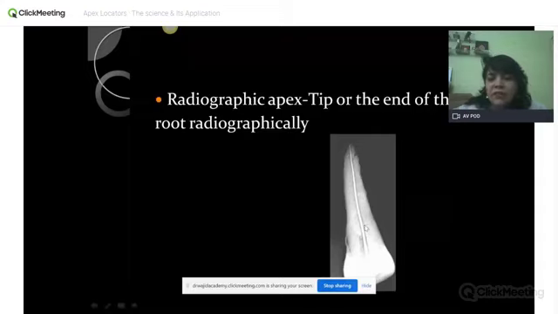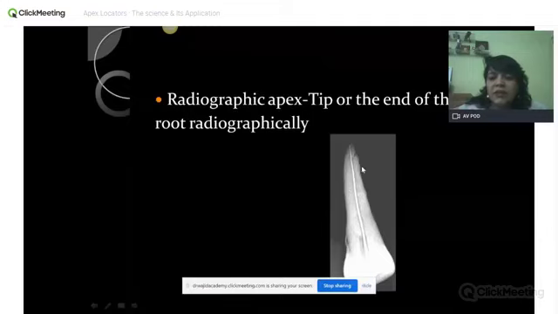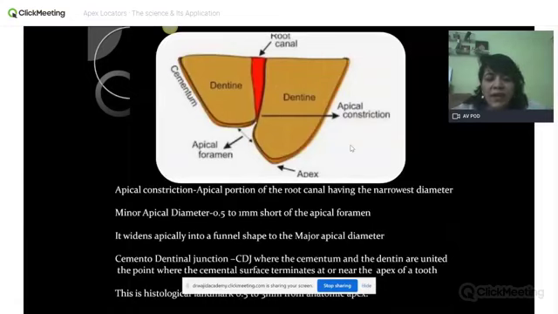This is the same tooth which you saw in the previous slide. This is the radiographic image of the same, and you can clearly see that the tip or the end of the root is showing the root canal with the file up till the tip. So you can see the difference in the radiographic apex and the anatomic apex, which is why we have to understand the exact location of the apical foramen. A few terminologies.